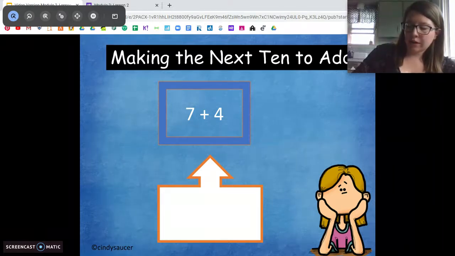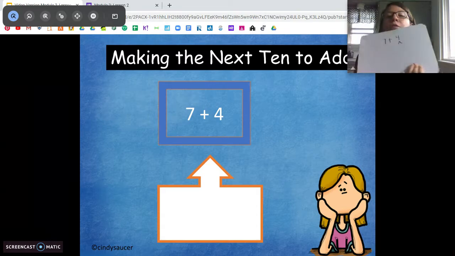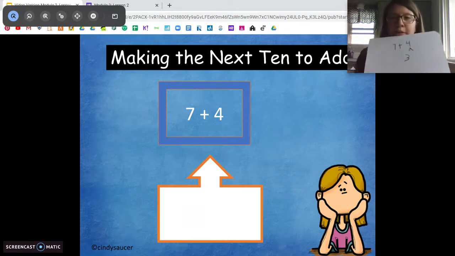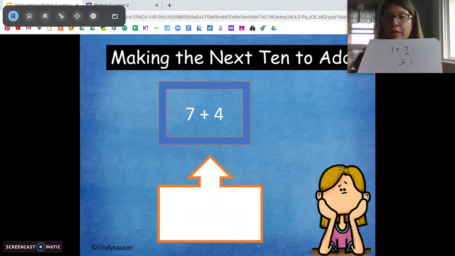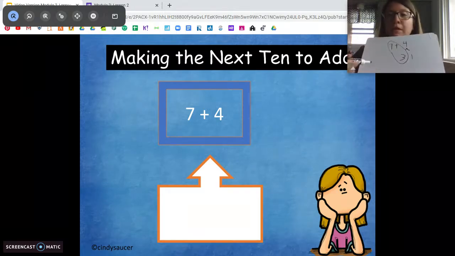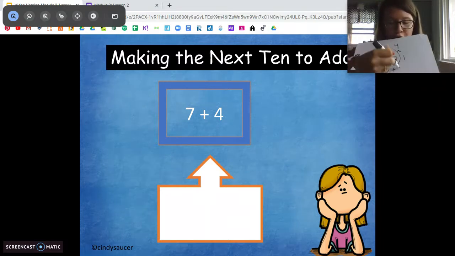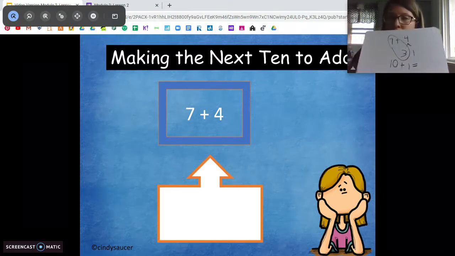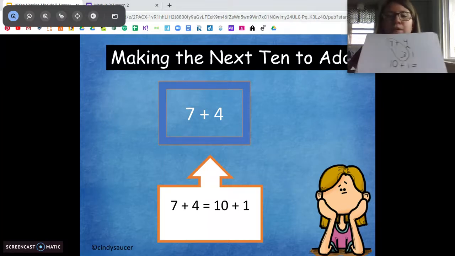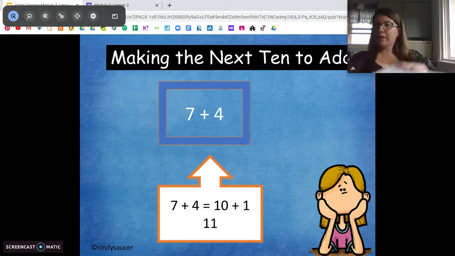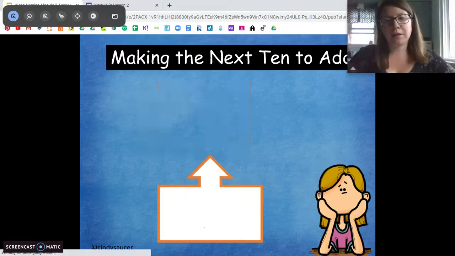All right, let's do it together. Here we go. 7 plus 4. How many does 7 need to get to 10? 3. Very good. So that's going to be the first part of the number bond. And then what's our other part? 1. Awesome. 7 plus 3 is 10. We got that. Plus our 1 extra equals... So 7 plus 4 equals 10 plus 1, which equals 11. They both equal 11. That's why we can put the equal sign in between.